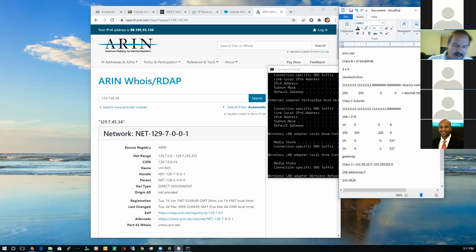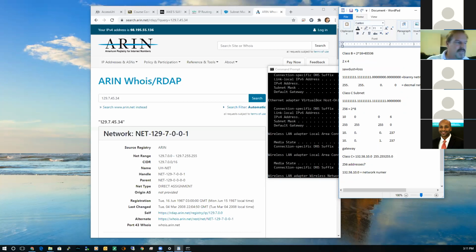It has to start on a boundary, by the way. That is called a network number at this point with that subnet mask. In other words, that's an IP address, but you can't give it to any host. If you try to do anything with that number, that's referring to the entire range. That's how you define and name the entire range.